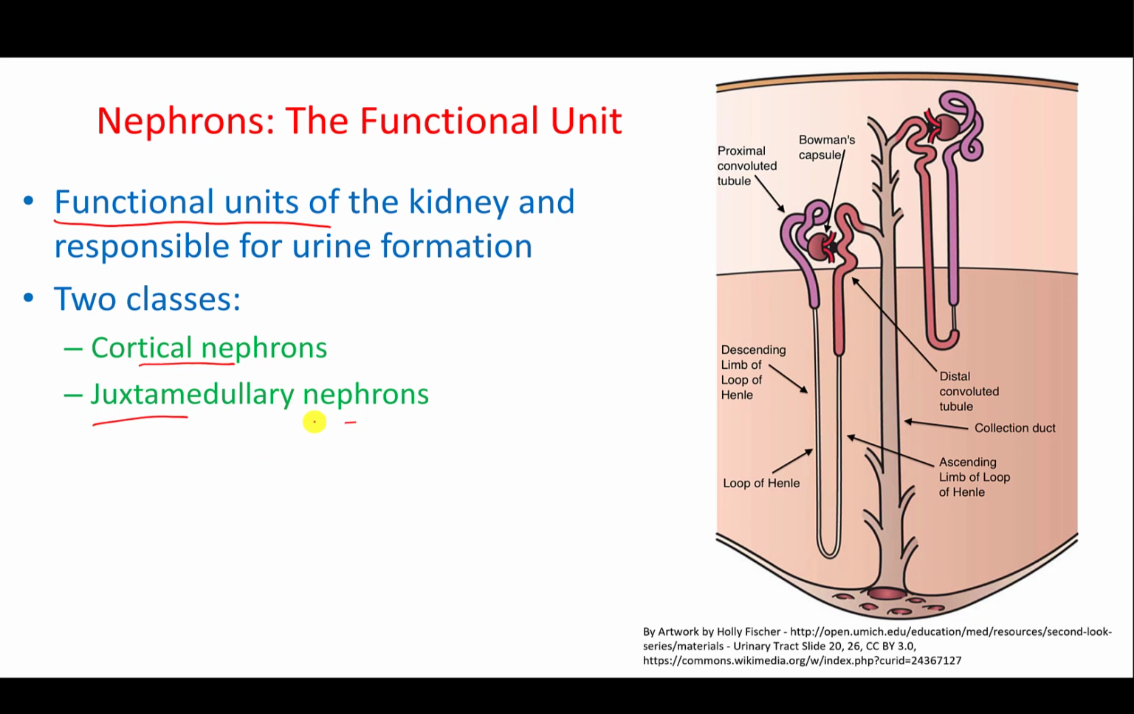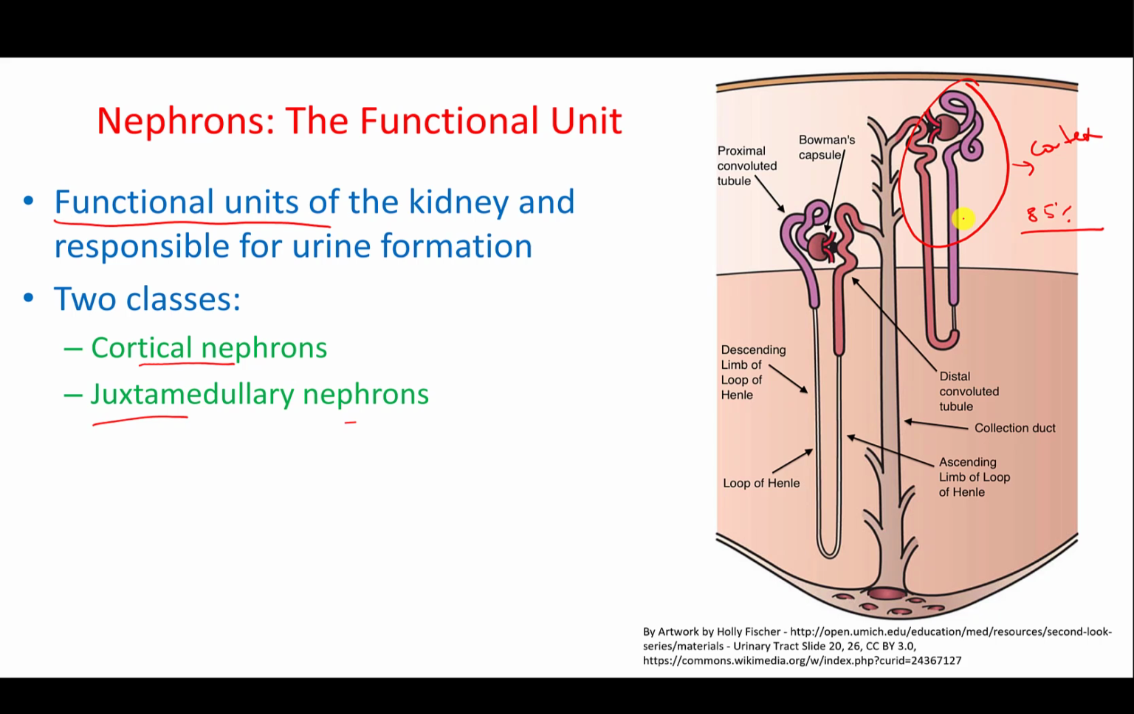Cortical nephrons, their name is coming because they are located in the cortex. So these are the cortical nephrons. And they are 85% of the total nephrons in our kidneys. So most of the nephrons in our kidneys are cortical nephrons.